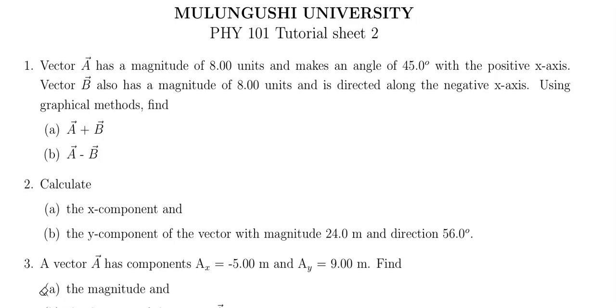This is tutorial sheet 2, Physics 101 on vectors. The question reads: calculate the x component and the y component of the vector with magnitude 24.0 meters and the direction 56.0 degrees. So let's do this question step by step.